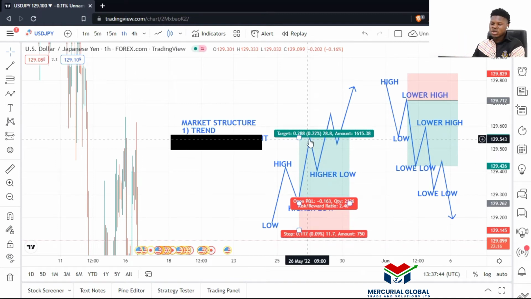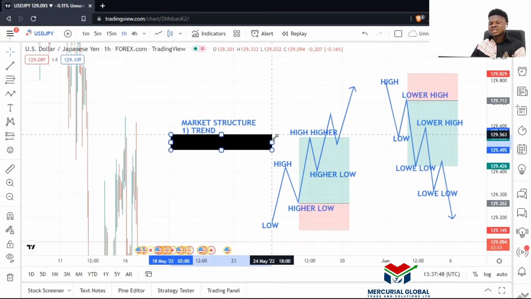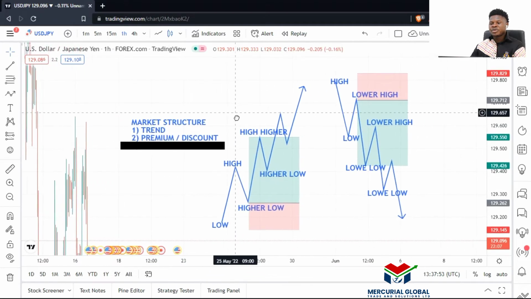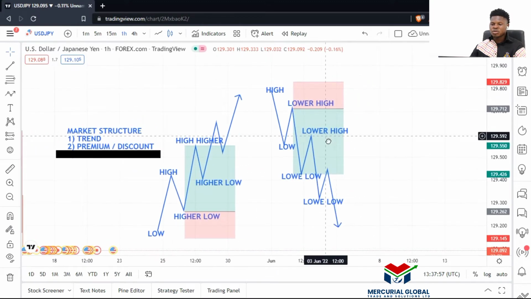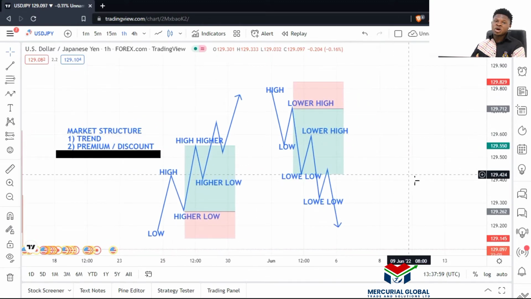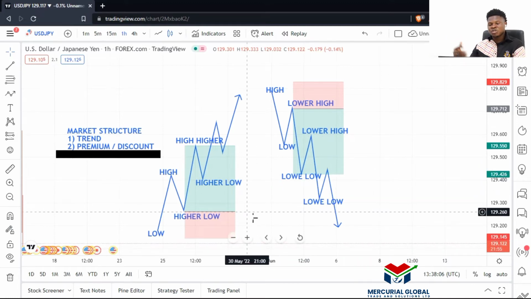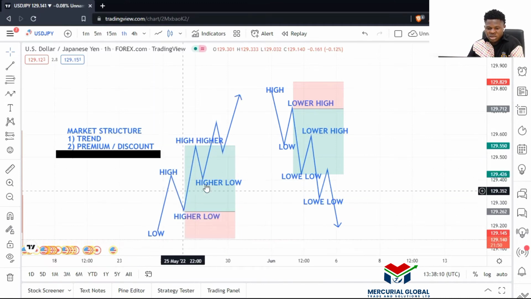Now, the next thing you want to take note of is something that not everybody actually talks about: premium and discount. So what is premium? What is discount? Whenever you have a price range or price movement in the market, take for instance this particular uptrend.